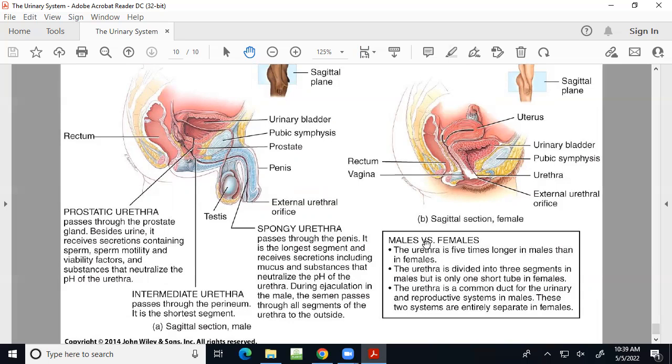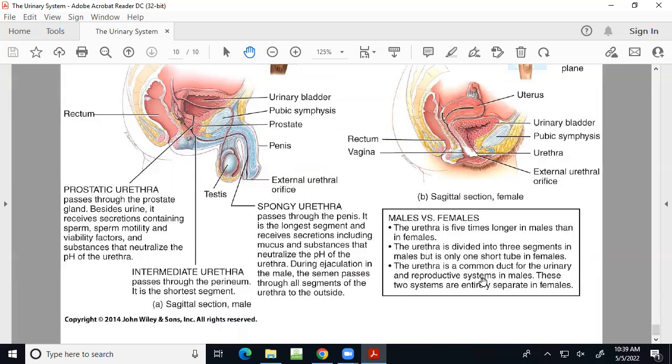I do think it's a good idea, though, to put a big old star, highlight this box down at the bottom, which is going to talk about and show some differences between the male and female urethra. It's about 5 times longer in males than in females. There's 3 segments in male urethras, whereas there's only 1 short tube, just the urethra, in females. And in females, it's a completely urinary functioning organ, whereas in males, it's a reproductive and urinary functioning organ.